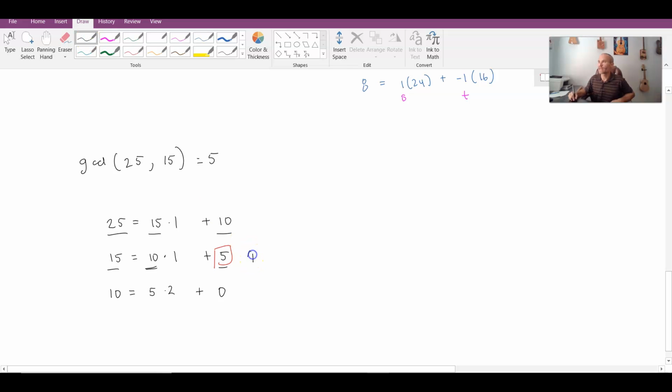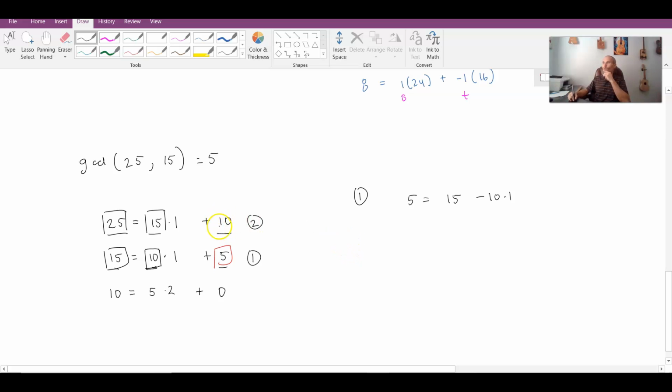is use back substitution to achieve an equation that relates 5 in terms of my original two values, 15 and 25. So in each step, what I'm going to be focusing on are the two values of A and B. So what I want to do first is equation 1 will allow me to write 5 is equal to 15 minus 10 times 1. I don't want to change the 10 and I don't want to change the 15 because my ultimate goal is to express 5 in terms of 25 and 15. So in the next step, I'm going to focus on keeping track of the 15 and the 25.